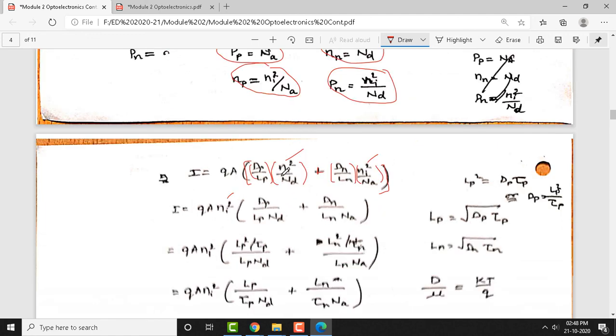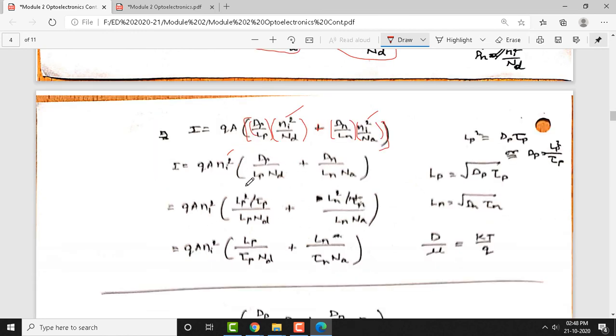Okay. So, dP is nothing but equal to Lp square by tau p. So, this dP can be substituted from this equation, dP is equal to Lp square by tau p, because we know that Lp square is equal to dP into tau p, that can be simplified here. So, if you substitute that dP as Lp square by tau p, so 1 Lp here cancels with this.